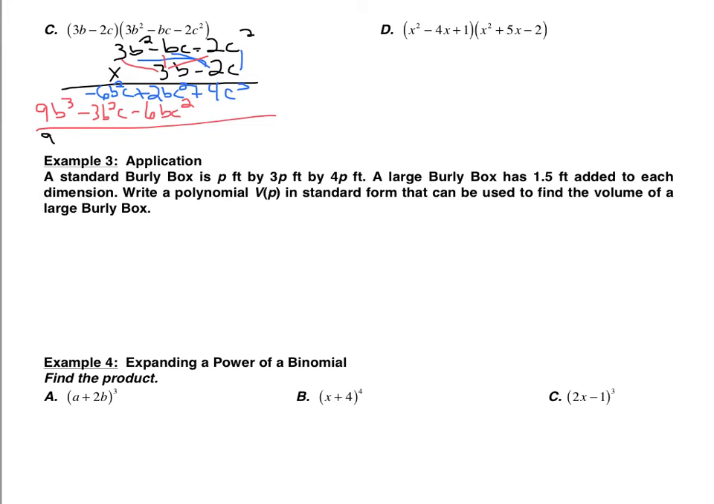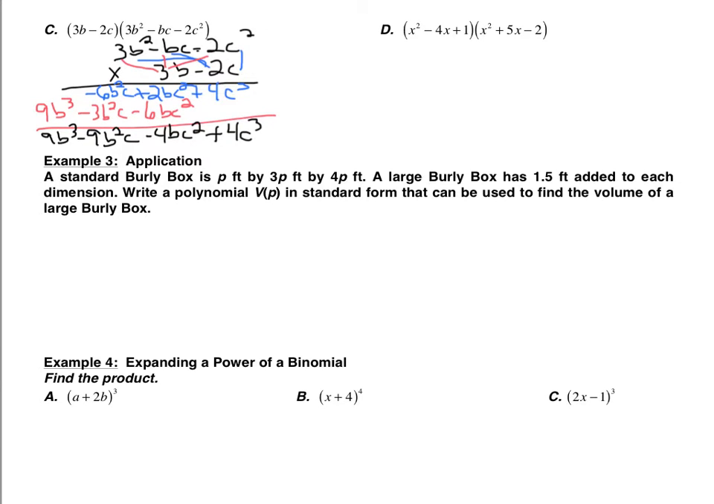So we have 9b cubed, negative 3 and negative 6 make negative 9b squared c, and then negative 6 and 2 is a negative 4bc squared, and then we have our plus 4c cubed.